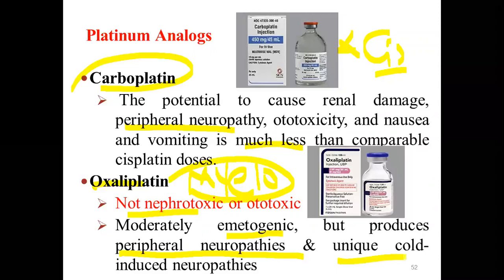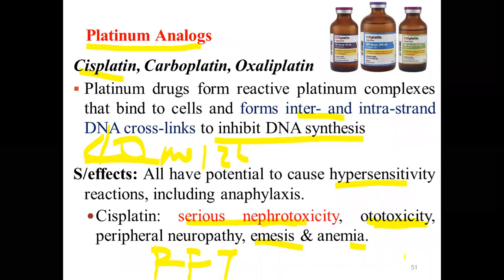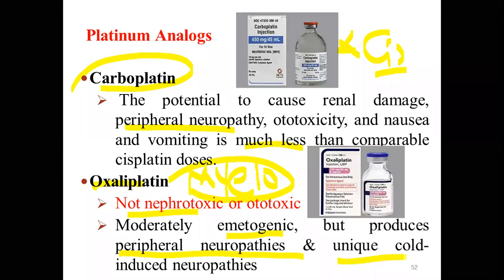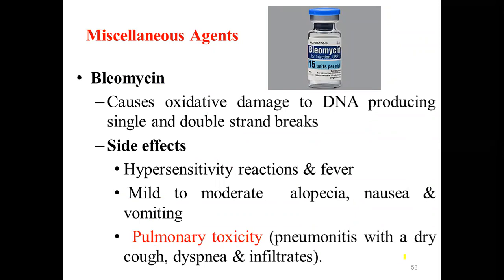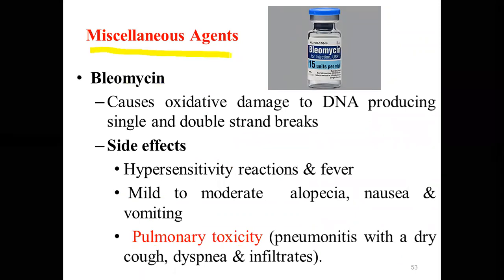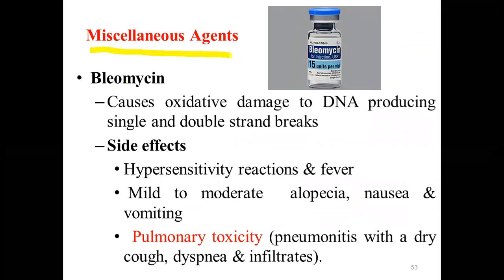Well, this is all we have for platinum analogs. So don't forget cisplatin nephrotoxicity, carboplatin myelosuppression, oxaliplatin peripheral neuropathy. Those are the drug-specific side effects of platinum analogs. Then now, toward the end, let us see about miscellaneous agents.